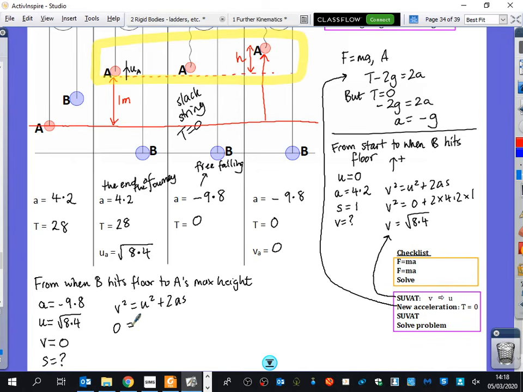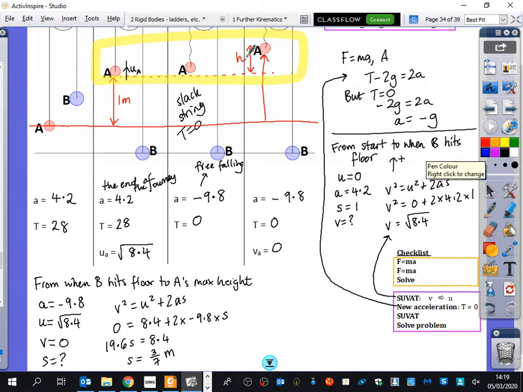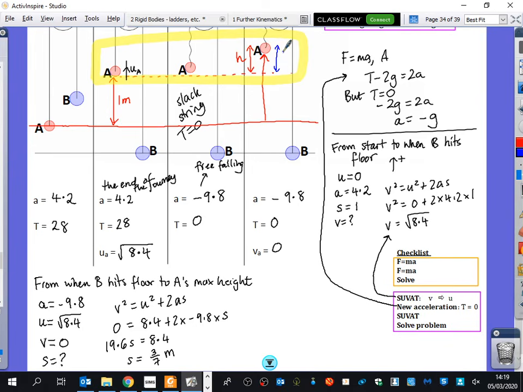So I get 0 equals, now you can see why I wrote it as root 8.4, because I'm going to square it. I'm just going to get 8.4 plus 2 times minus 9.8 times s. That multiplies to 19.6, and I put it to the other side. 19.6 s equals 8.4. So s is 8.4 divided by 19.6, which is 3/7 metres. Which means that this height here is 3/7. This height here was, what was that? 1.